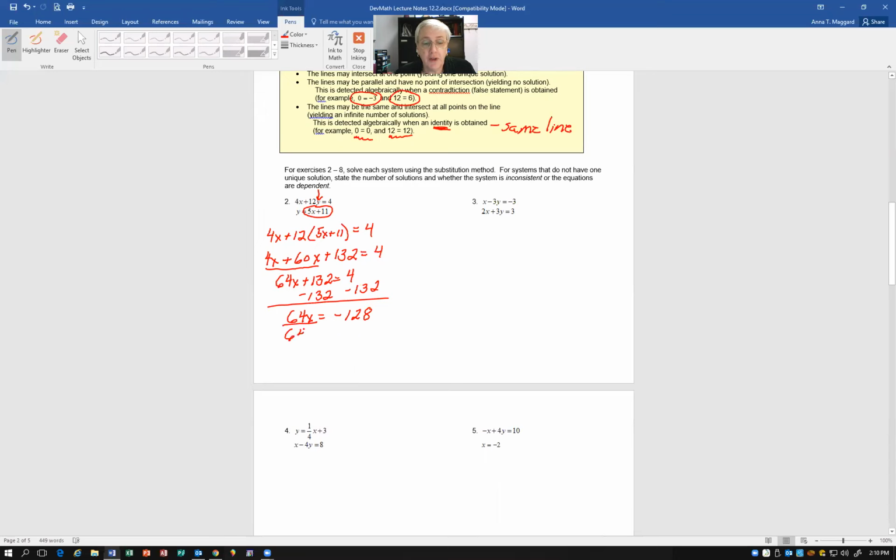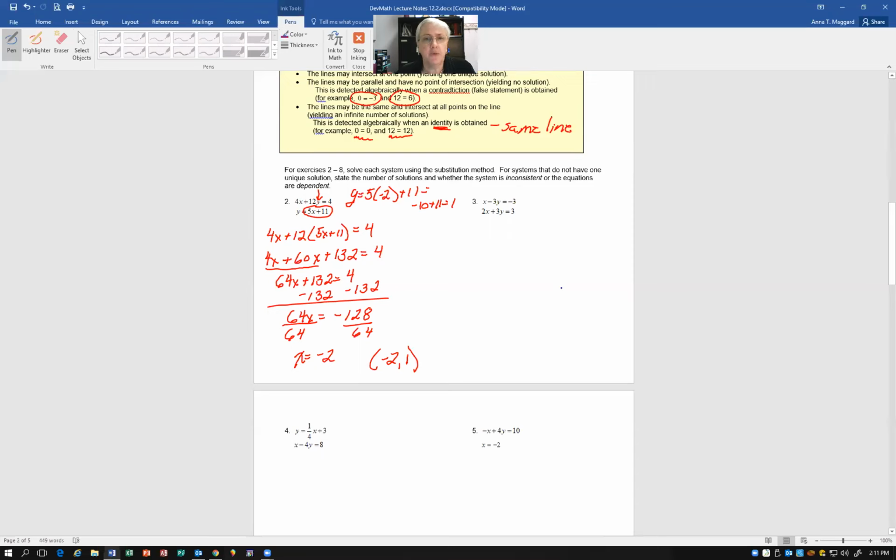When I divide both sides by 64, I get negative 2 for my x. So everything didn't cancel. I don't have either one of these situations right now. I get negative 2 for x. When I take that negative 2 and put it back here, I use the second equation because it already says y equals. So I'll have 5 times negative 2 plus 11, which is a negative 10 plus 11, which is 1. So my ordered pair answer is negative 2, 1.